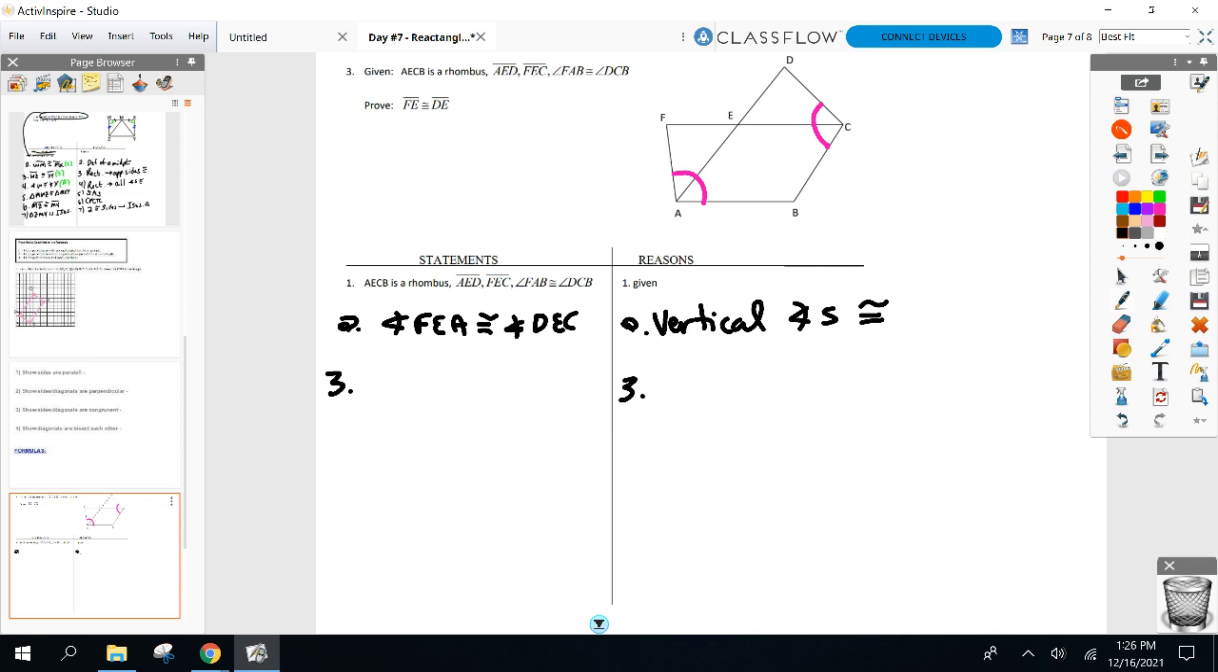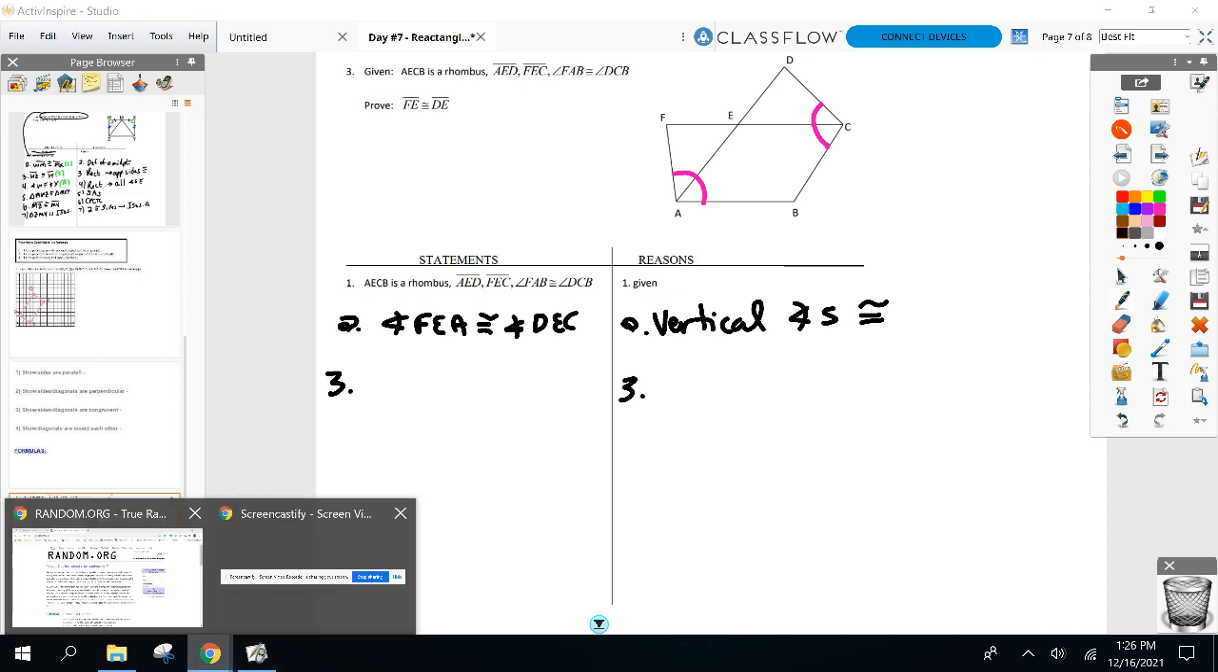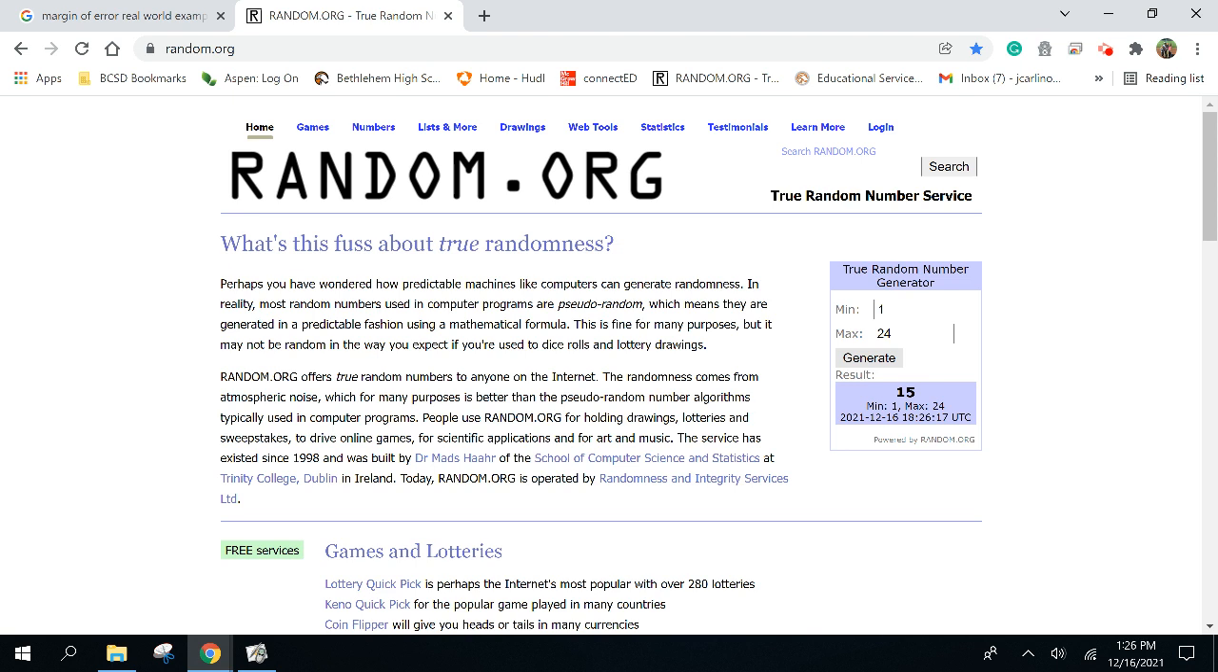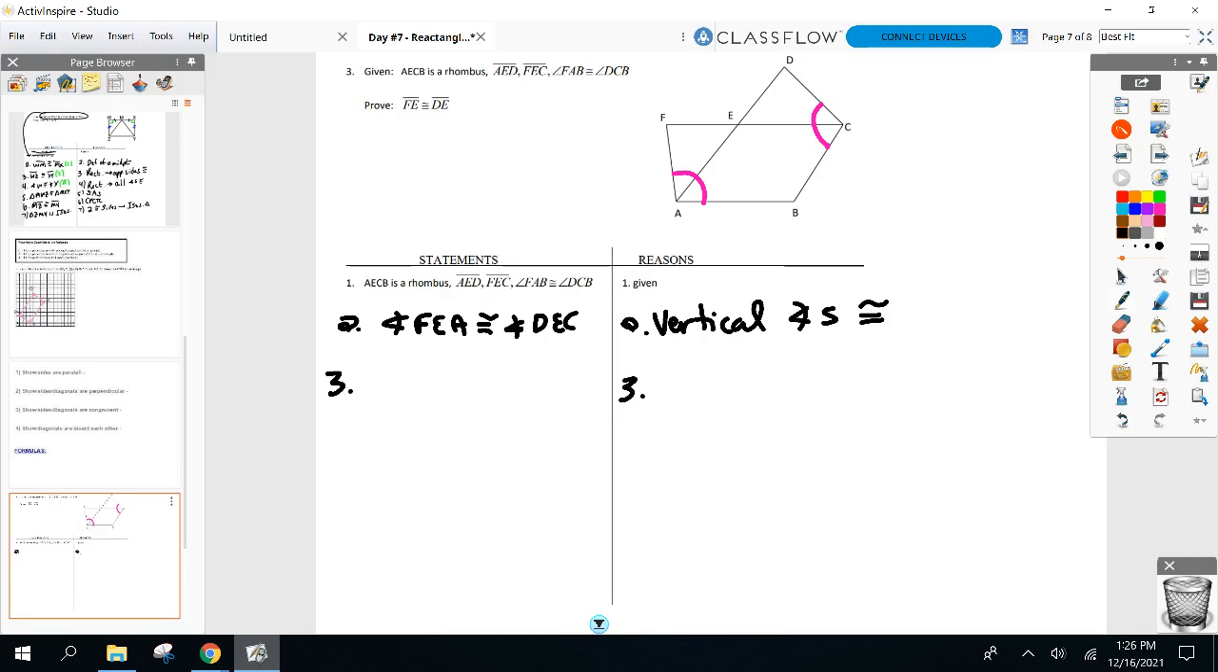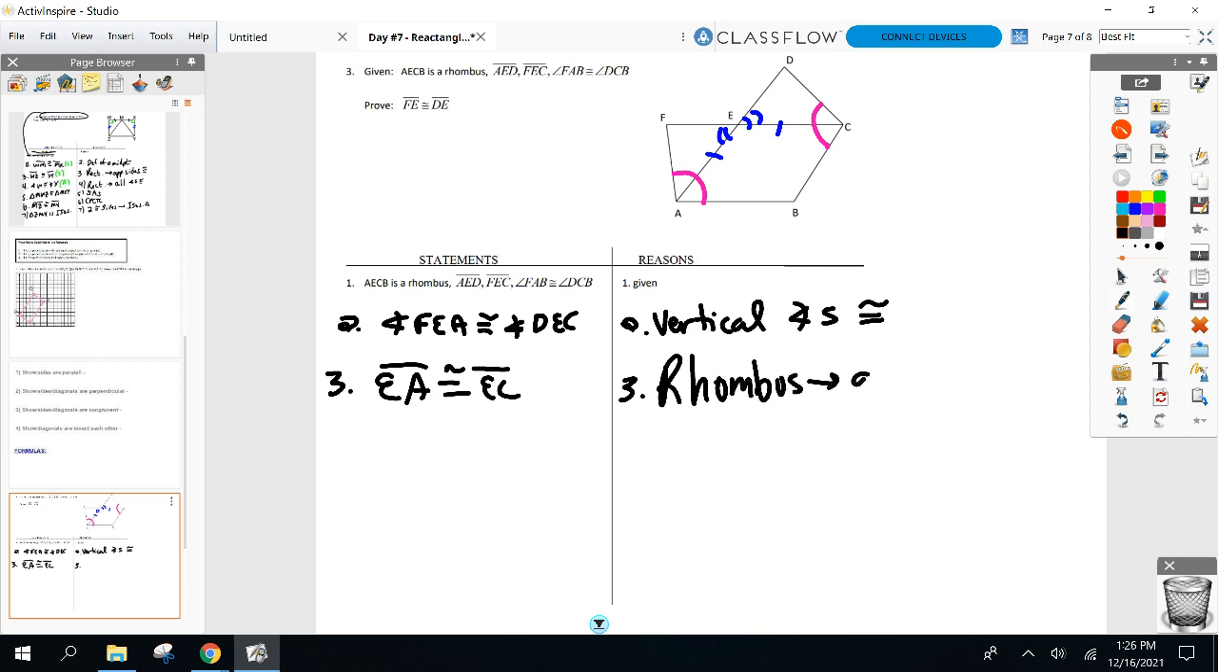All right, let's talk. What else you have for me here in this proof? You can say that side EA is congruent to side EC. Correct. And that would be rhombus. Can't use parallelogram here because that's not a parallelogram property we're using, right? Rhombus implies all sides equal or congruent.